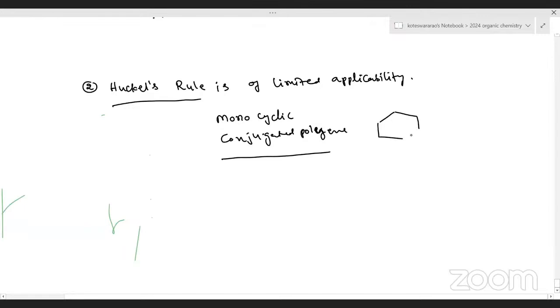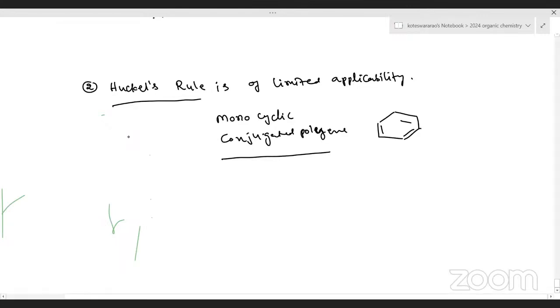The monocyclic system means we are increasing the number of carbons in only one ring system, a mono ring system, right? It is not applicable here. It is concerned only with the monocyclic conjugated systems. It provides no clue regarding the aromaticity of polycyclic conjugated systems.